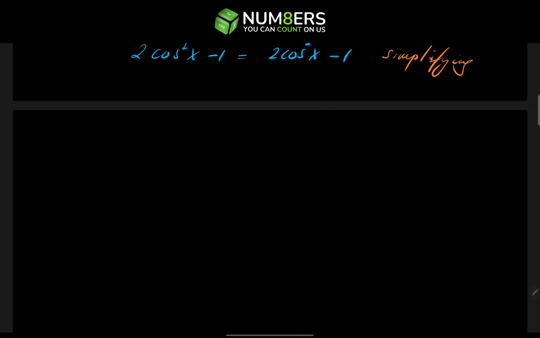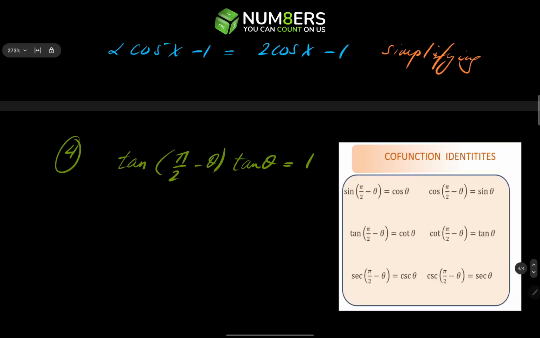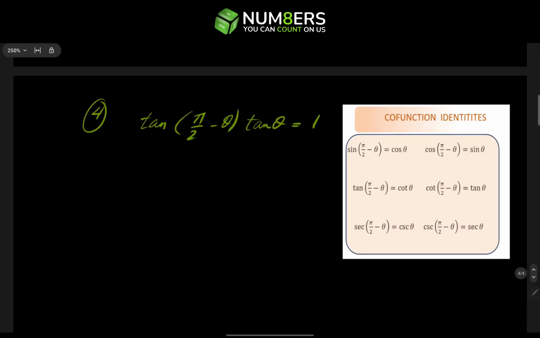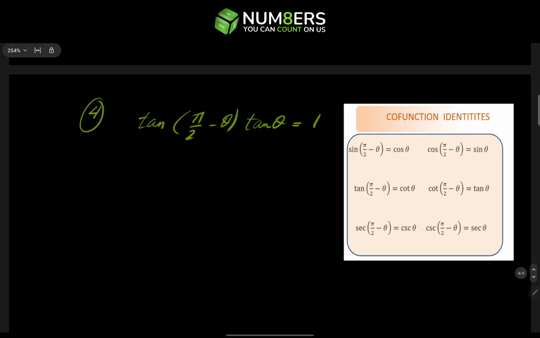All right, let's look at a fourth example. Example number 4, we have tan of pi over 2 minus theta times tan theta is equal to 1. So for this question, we're going to have to use the cofunction identity, since we have tan of pi over 2 minus theta, which is right over here. And this is equal to cotan of theta, so this becomes cotan of theta times tan of theta is equal to 1. Again, we're going to leave the 1 exactly the same on the right side. And we're going to work with the left side.